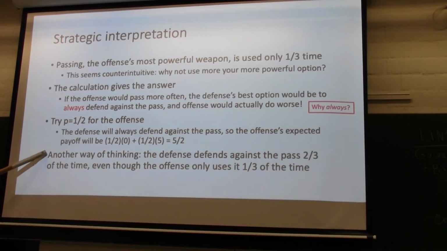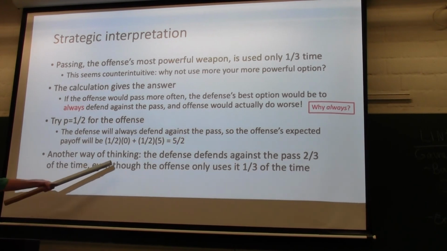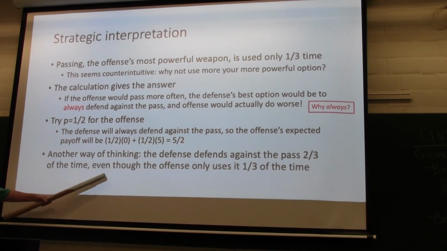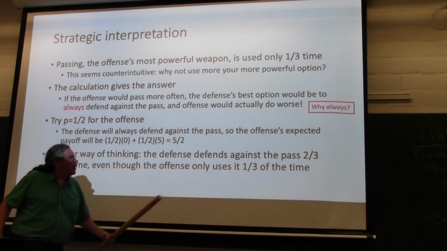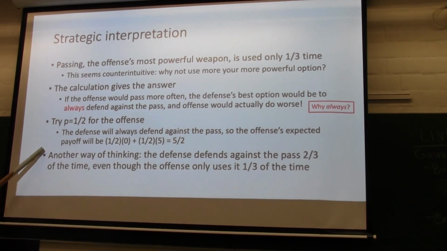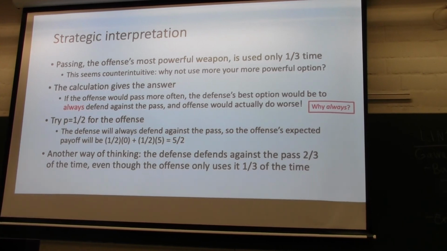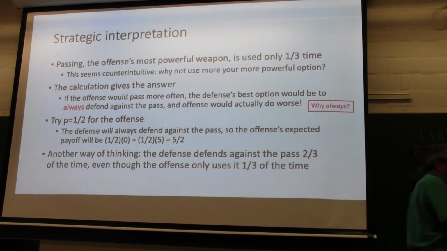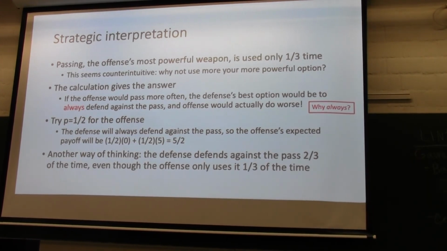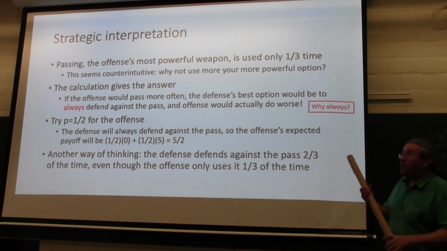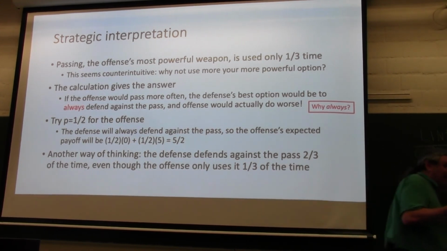So another way of thinking, the defense will defend against the pass 2/3 of the time, most of the time, even though the offense only uses it 1/3 of the time. And that's because the pass is so powerful. You have to defend, and if you do that, then you have neutralized the power of the pass, in a sense. Huh? You see, that's interesting, right? Isn't it neat? So you can actually understand strategy in a real live game.